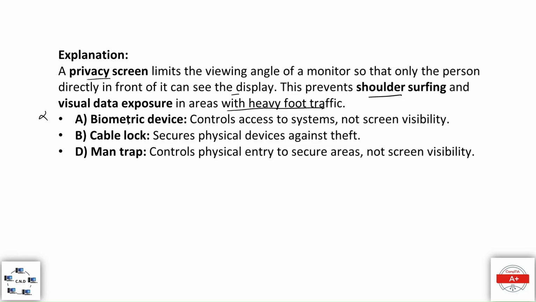Other options such as biometric device controls access to the system, not screen visibility. Cable lock basically physically secures devices against theft, and man trap controls physical entry to secure areas, not screen visibility.